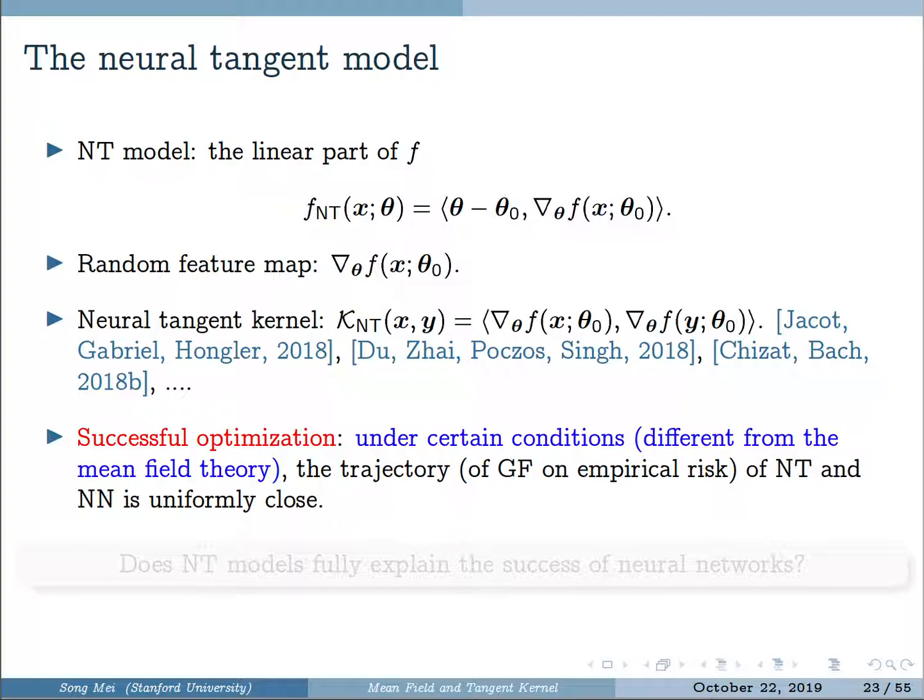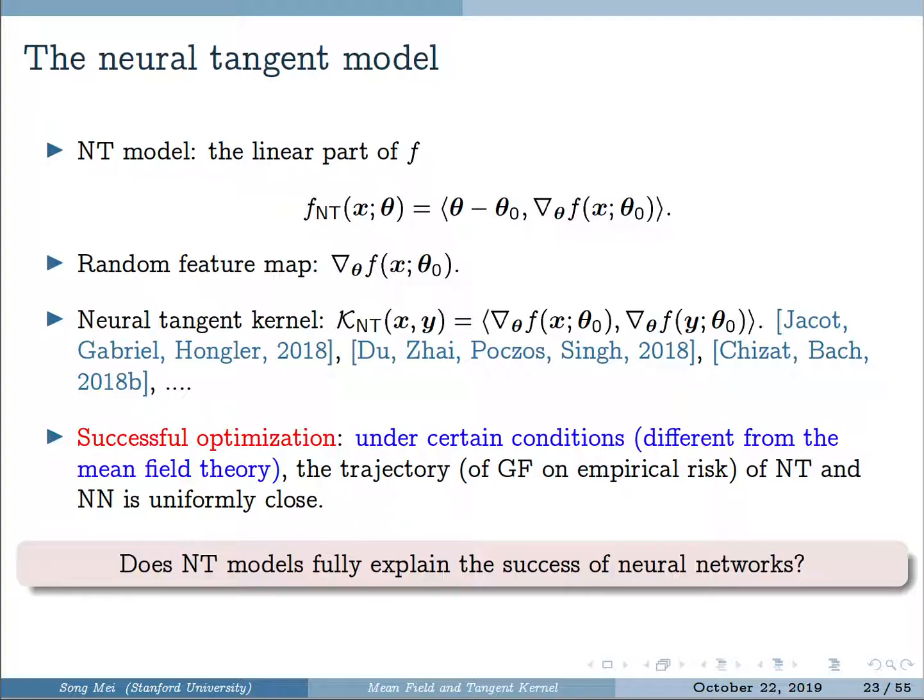So that means if we train a neural network where the number of parameters is large with certain initialization, then you get zero training error. So some people believe that this fully explains the optimization success of neural networks. Does these neural tangent models fully explain the success of neural networks? It is still an ongoing debate.